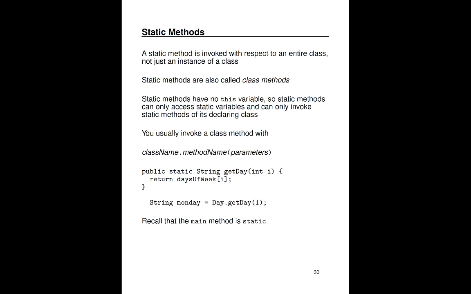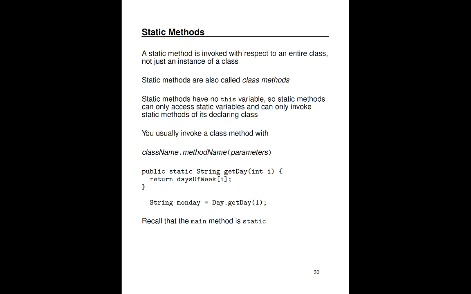Just like we saw that the static field is referenced using the class and not an instance of the class, a static method is invoked with respect to the entire class and not an object. So if you have a method that has the static keyword before it, it's said to be a class method. Again, associated not with an instance, but with all of the instances of the class. The interesting thing is that static methods don't have a this variable.